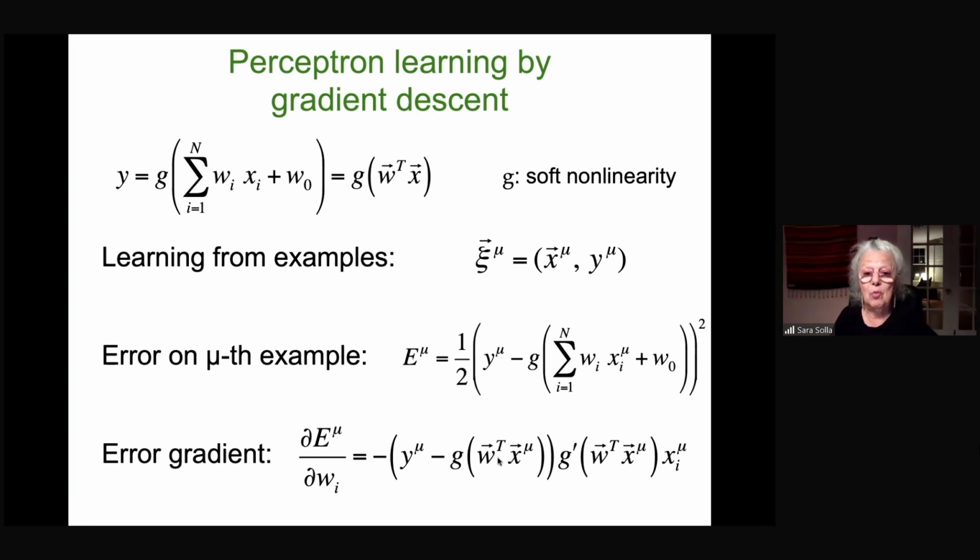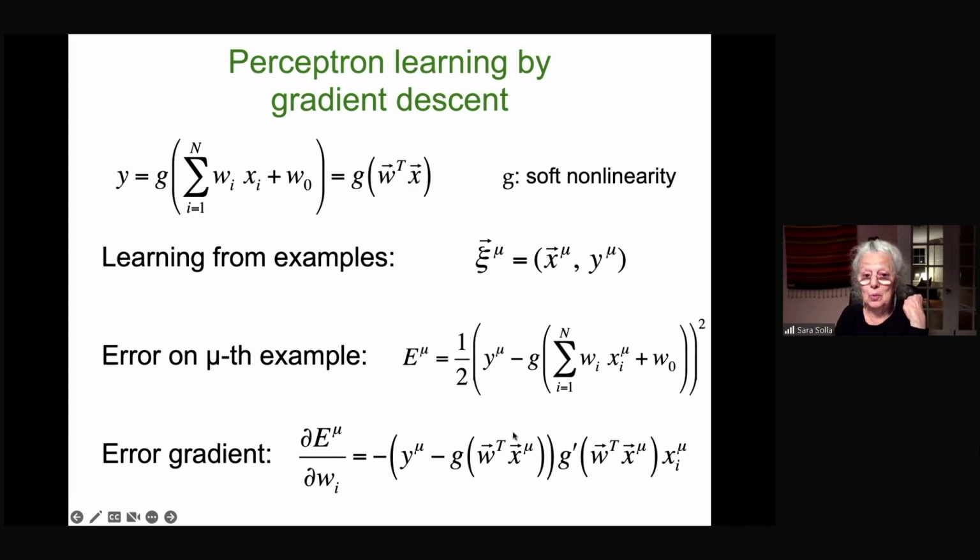Well, that error is 1/2 of Y0, Y mu, which is the value that I wanted to get, minus G of the value that I really get, which is G acting on the linear combination of Wi xi in example mu, squared. In this very simple case, of course, we can take the gradient. I put a 1/2 here so I don't have to carry these factors of 2.